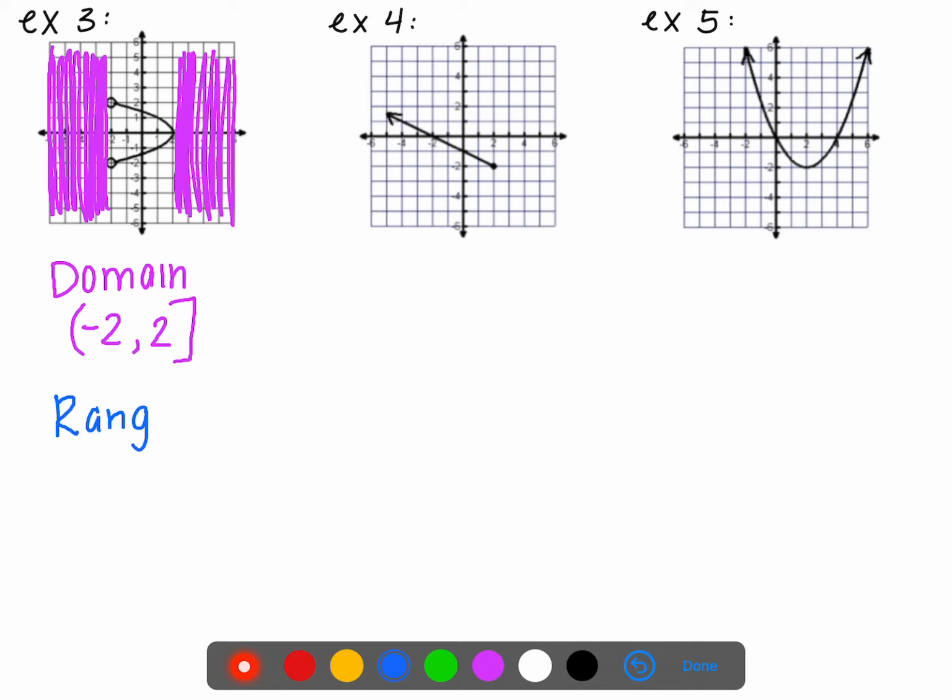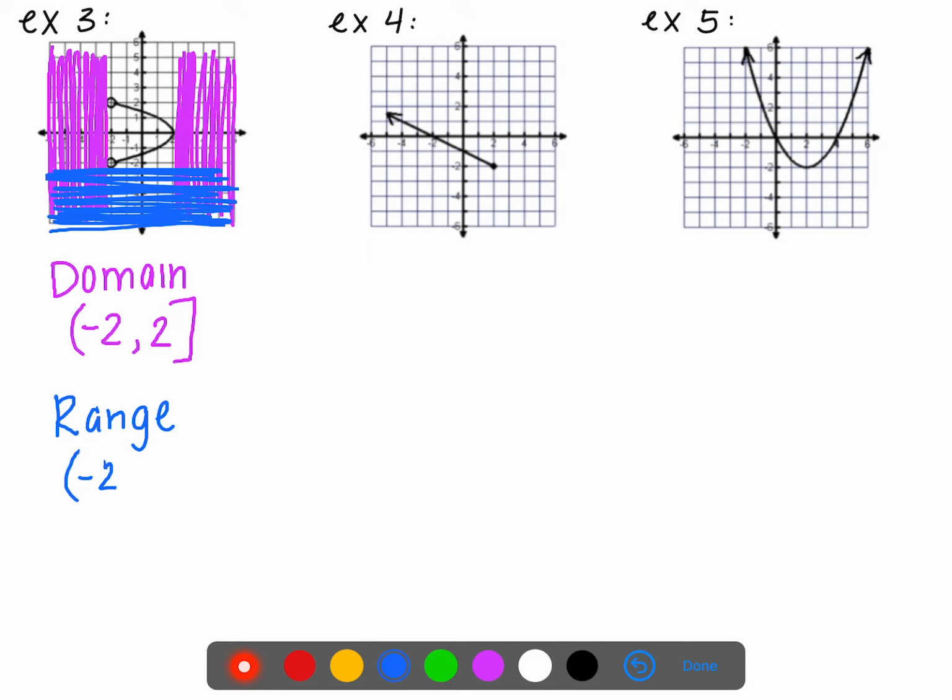Now my range, I'm going low to high, right? Because I want my smallest number first, so I start at the bottom, and I start my coloring. And I'm coloring all the way until I get to negative 2. Am I including that negative 2, or am I not including that negative 2? Not including it. Good. Not including it because there's an open circle.